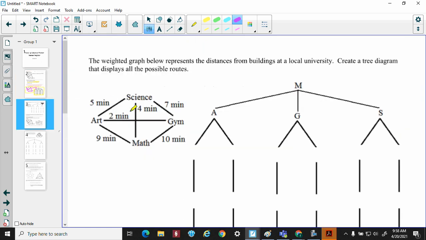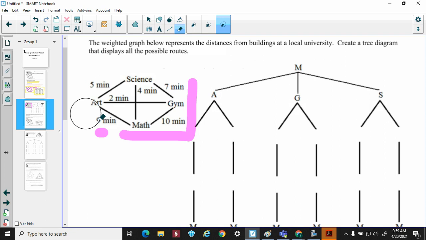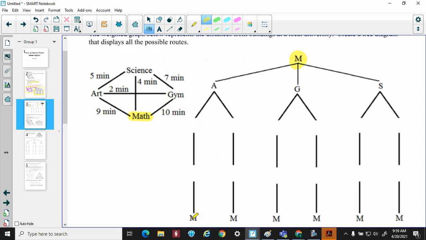All right, so the weighted graph below represents the distances between buildings at a local university. Create a tree diagram that displays all the possible routes. If you notice, the root of our tree diagram is math. This is going to be our starting point, where all of our Hamiltonian circuits will start. Since it's a Hamiltonian circuit, it'll also end at the math building. Notice that the M starts the graph, and the M's at the bottom of the graph. Remember, with Hamiltonian circuits, you start and end at the same vertex.